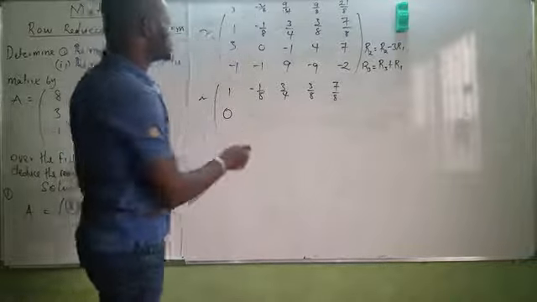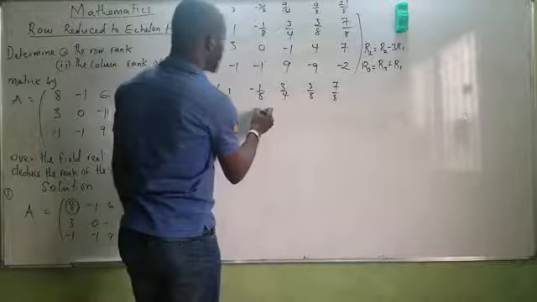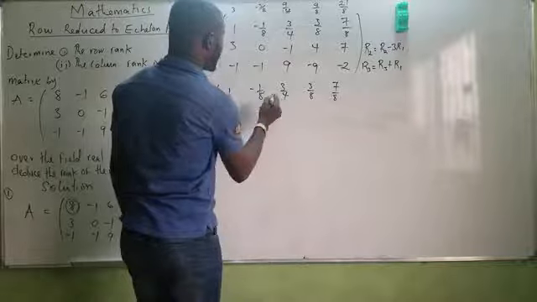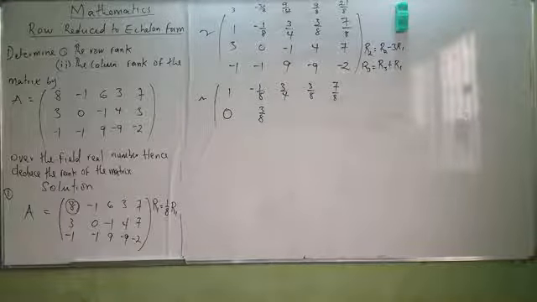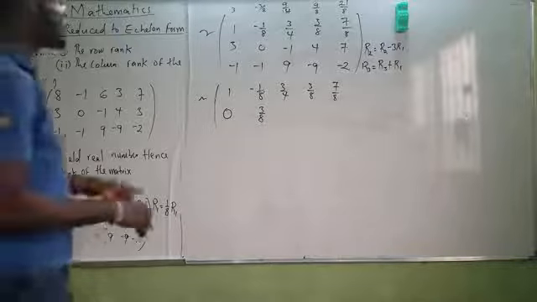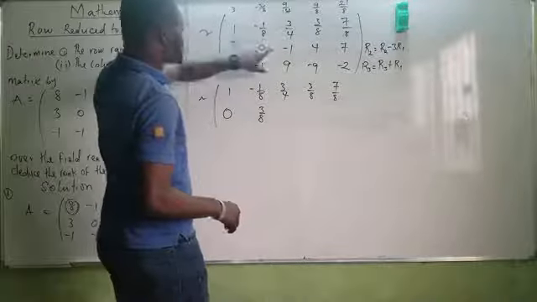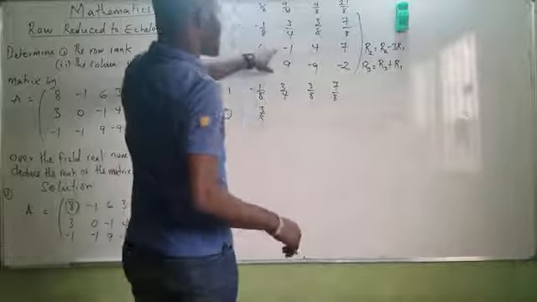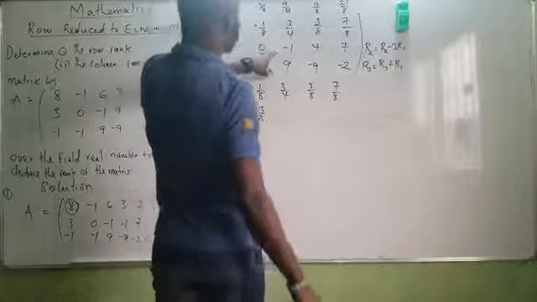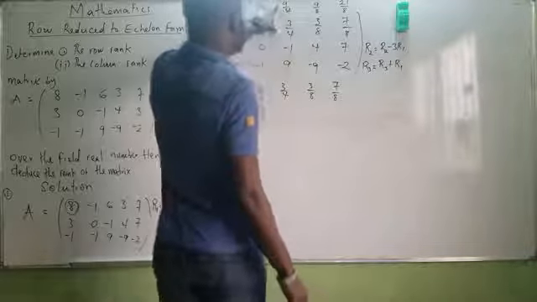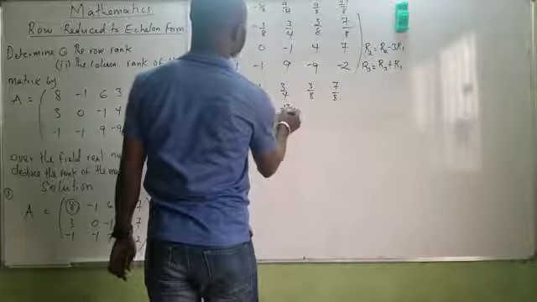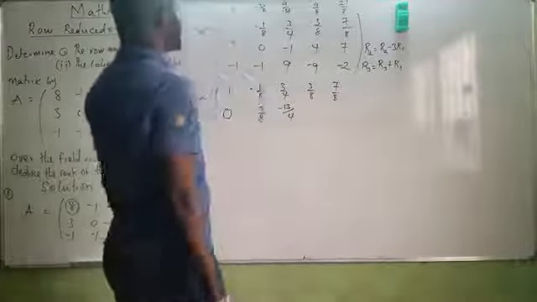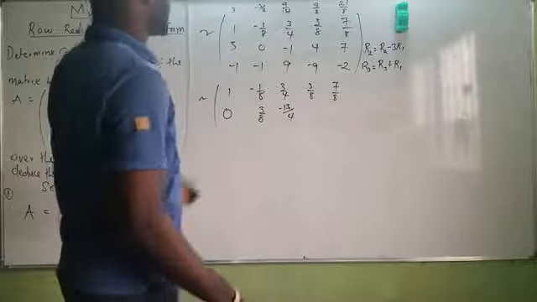Now, this minus this, it will be plus 3 over 8, which is very important. Since I have that, this will now be equal to, I have minus 1, minus 13 over 4. Yes, minus 13 over 4.